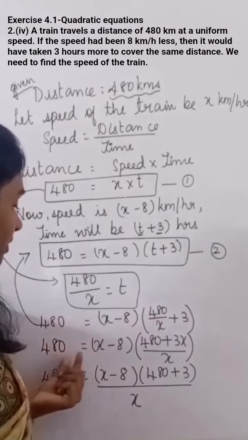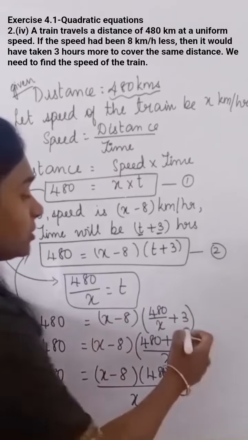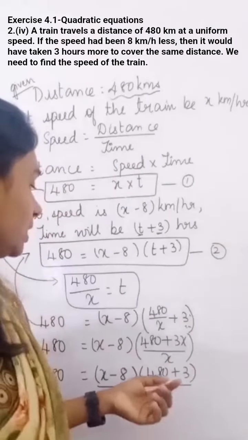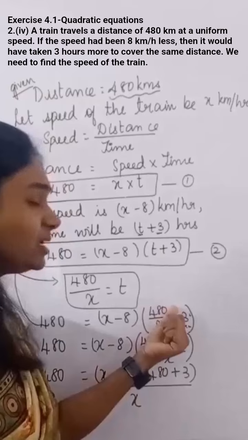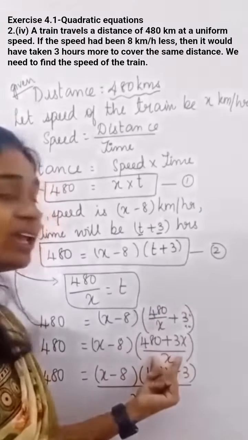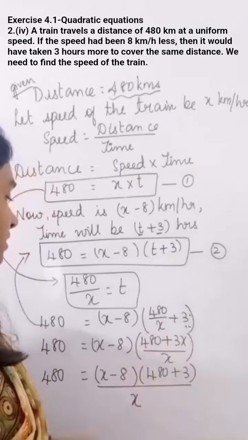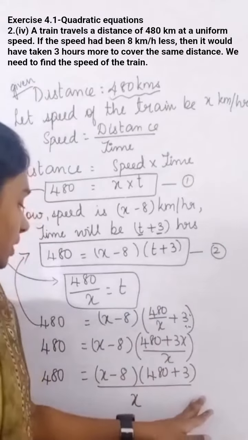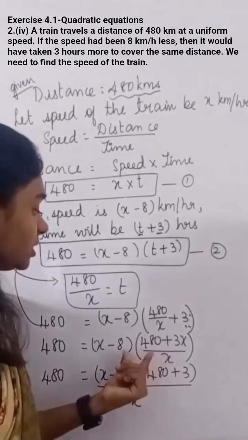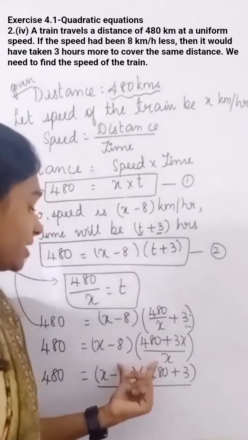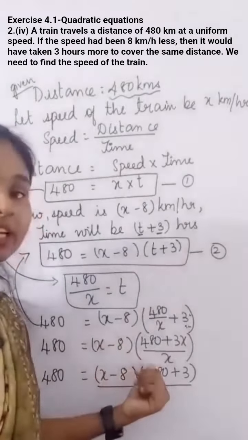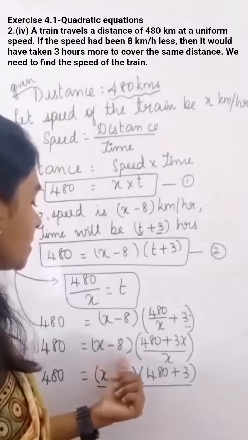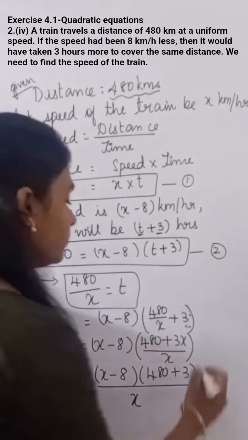Now 480 is equal to x minus 8 into, when I take the LCM, here it is into x and here it is into x on the numerator as well. So what do we get? We get 480 plus 3x divided by x, the common denominator. I have written this step to avoid confusion. The x here, if you could see, both of them are multiplied, so numerator and numerator are to be multiplied with one denominator. Therefore, x minus 8 into 480 plus 3x.